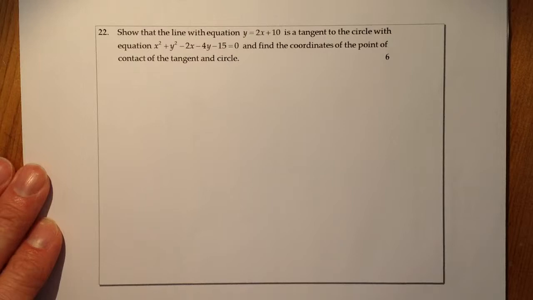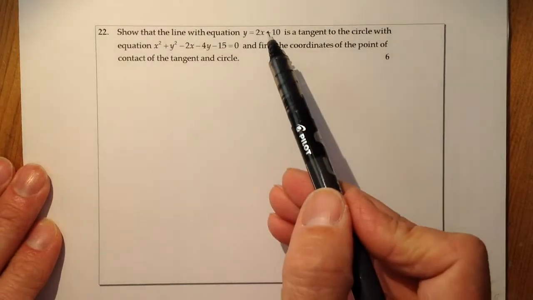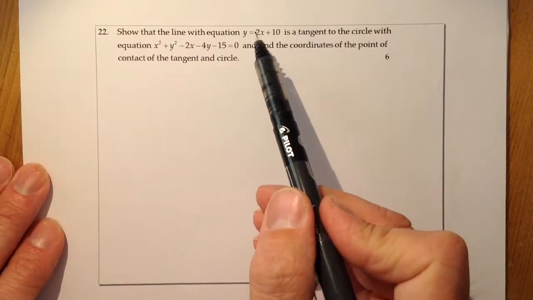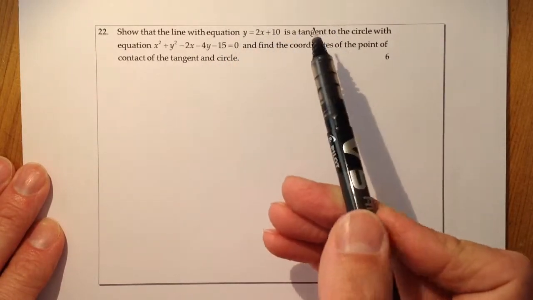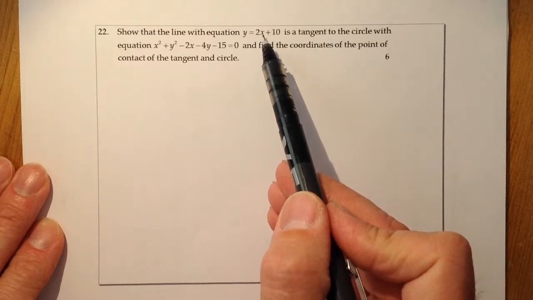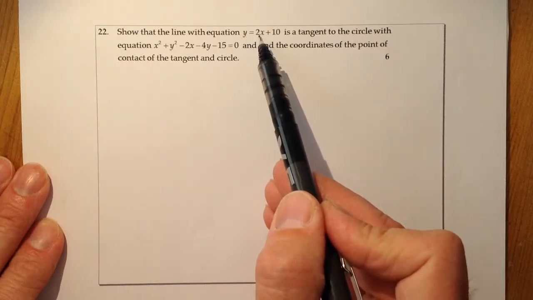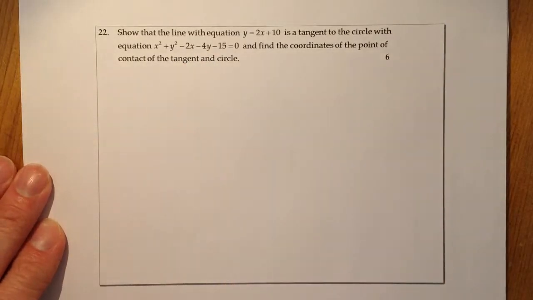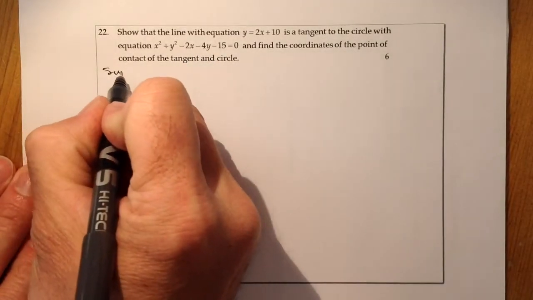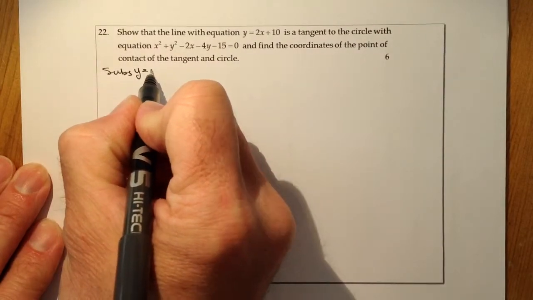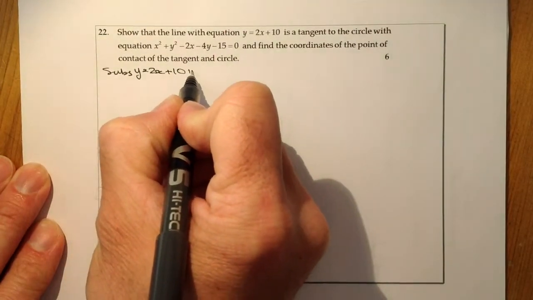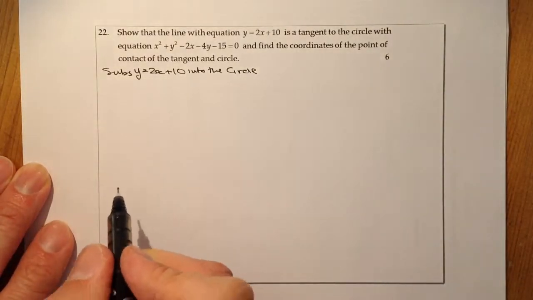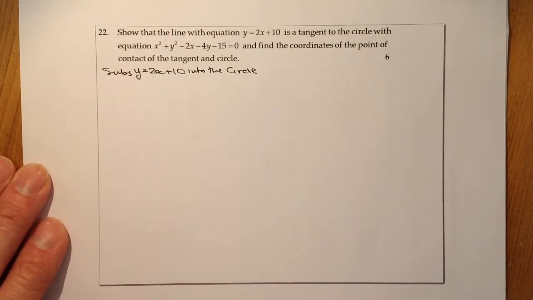Right, so what I'm trying to do is to find out where these two coincide, the circle and the straight line. So I'm going to try and solve them by simultaneous equations, but really I'm going to substitute the y equals 2x plus 10 into where I see y in the circle. So that's the first step I'm going to take, and that will give me some values of x.